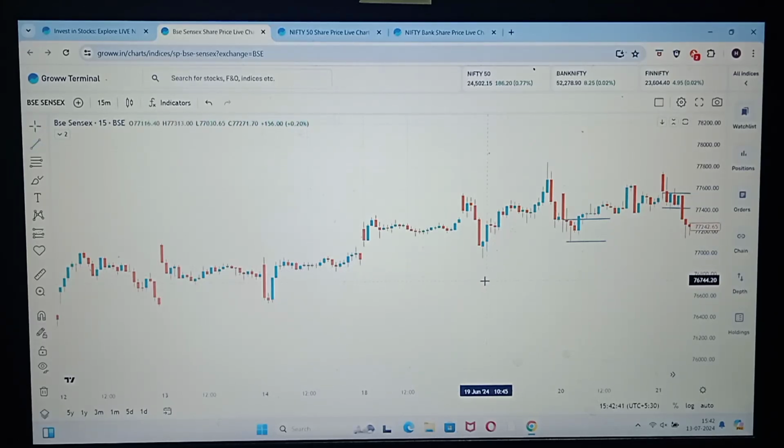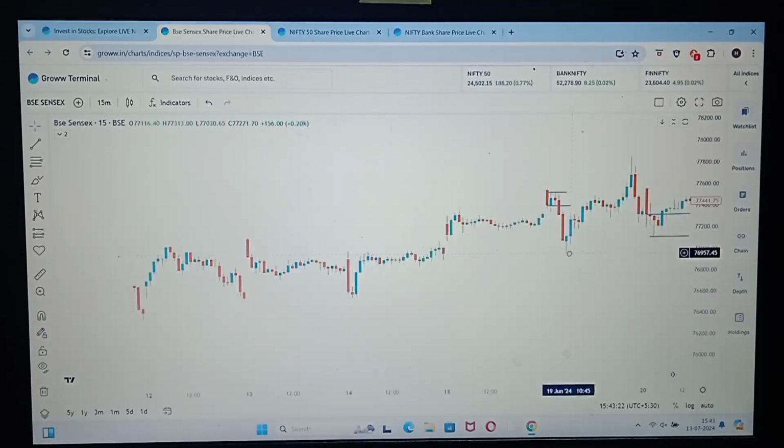19th of June we'll see. 19th of June, this candle is 9:45. So you can see 77,397. You can take a put position easy at 10 a.m. 10 a.m. candle broke the low of the 9:45 candle. So from 379 to 73, 300 points easy.